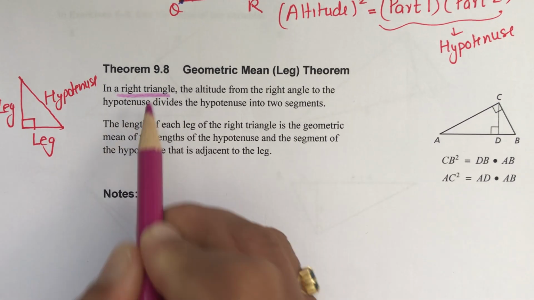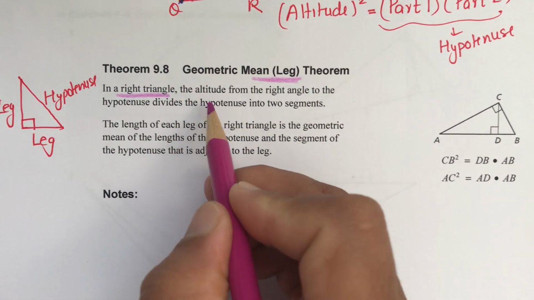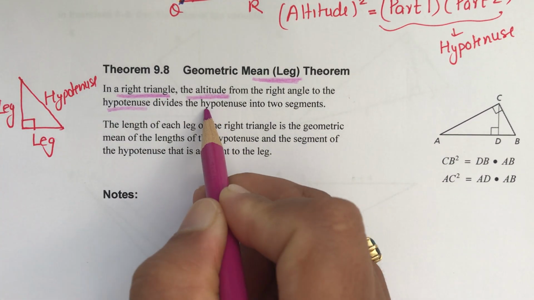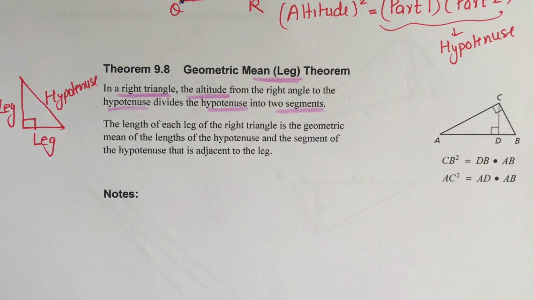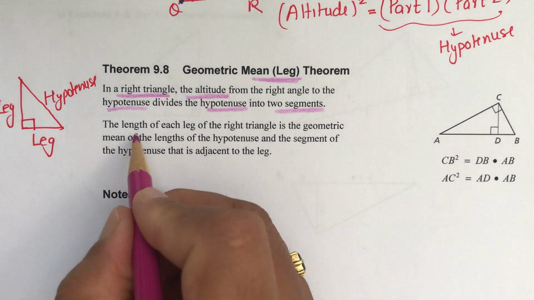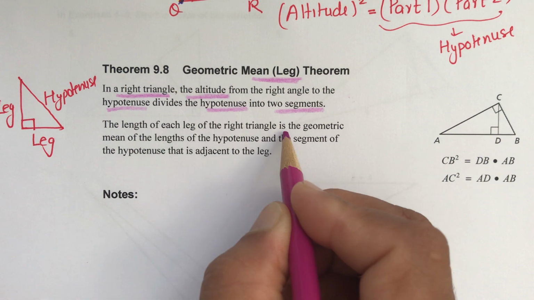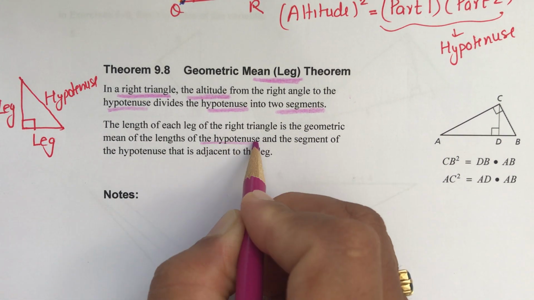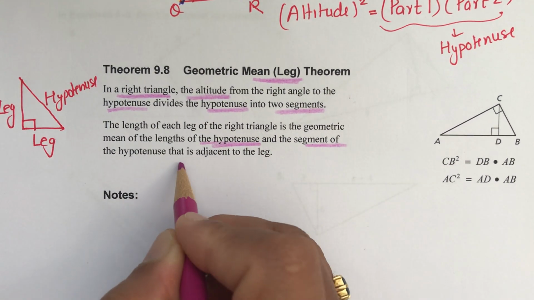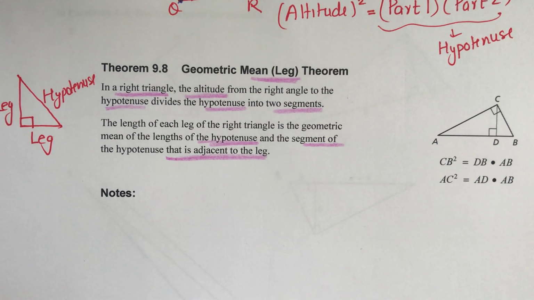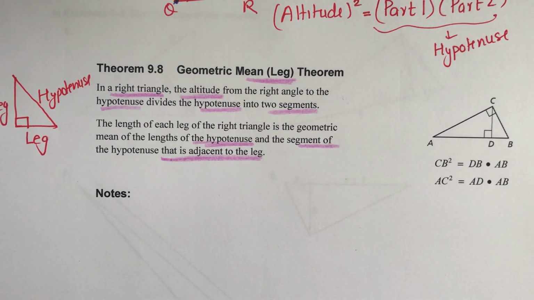In a right triangle, it's about a right triangle. It's the geometric mean leg theorem. The altitude from the right angle to the hypotenuse divides the hypotenuse into two segments. It is the same thing as in our previous theorem. When we drop an altitude, it divides the hypotenuse into two parts. Then after that, what do we have? The length of each leg of a right triangle is the geometric mean of the length of the hypotenuse and the segment of the hypotenuse that is adjacent to the leg. Let's make it simple. Maybe the wording is too complicated. So in simple words, how can we see that?